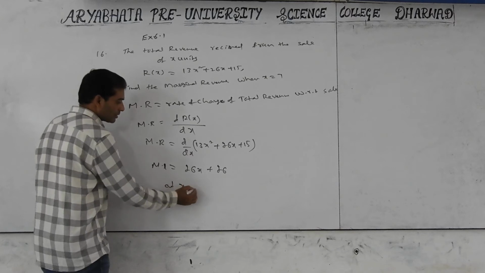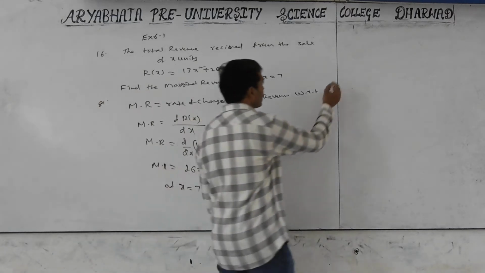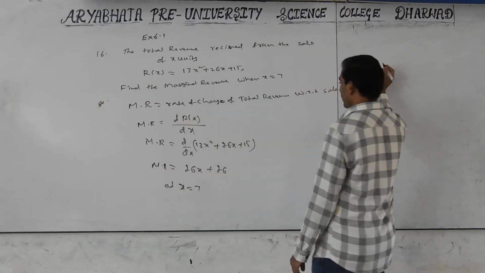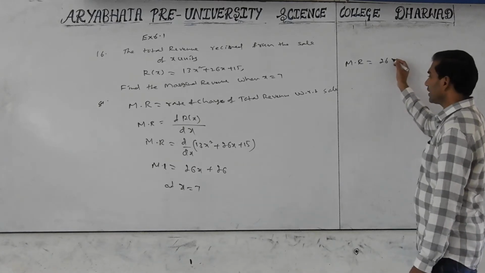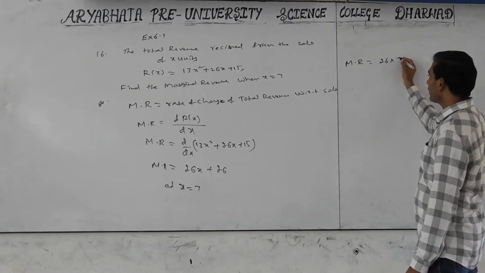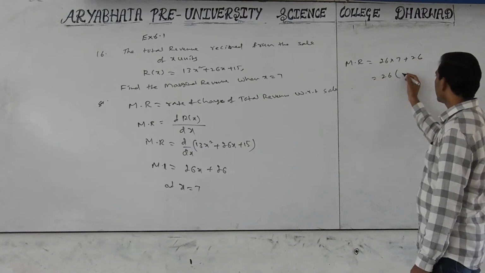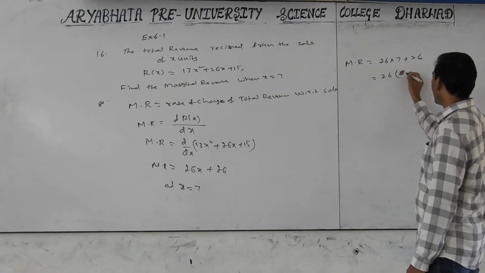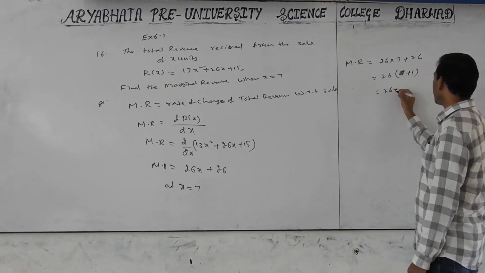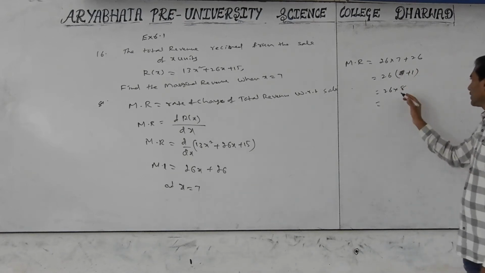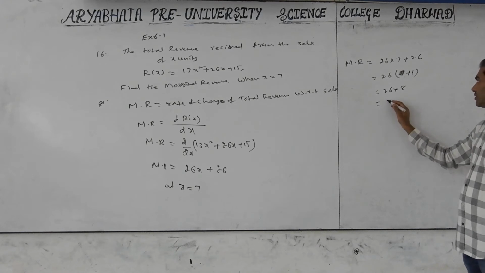At x equal to 7, the marginal revenue equals 26 into 7 plus 26. Taking 26 common, 26 into 7 plus 1, so 26 into 8. How much? 208.